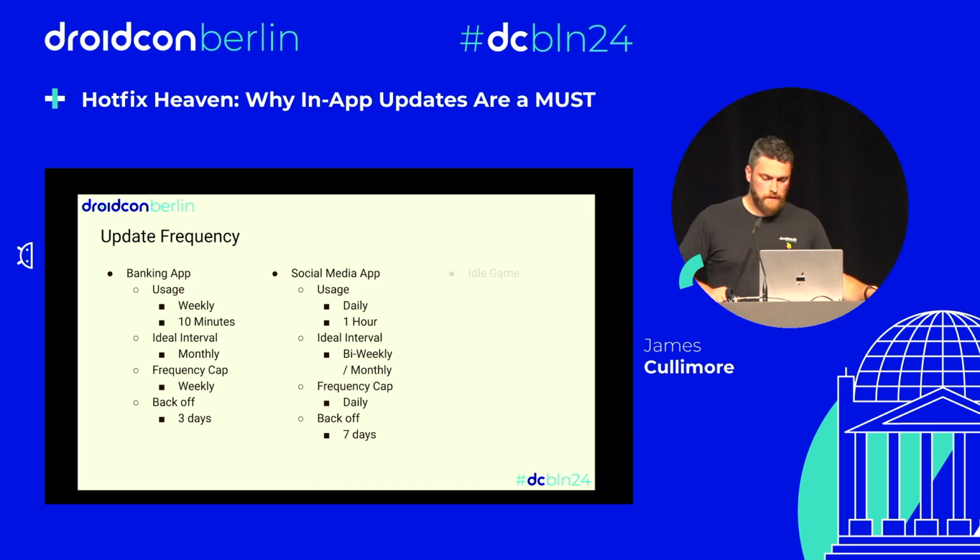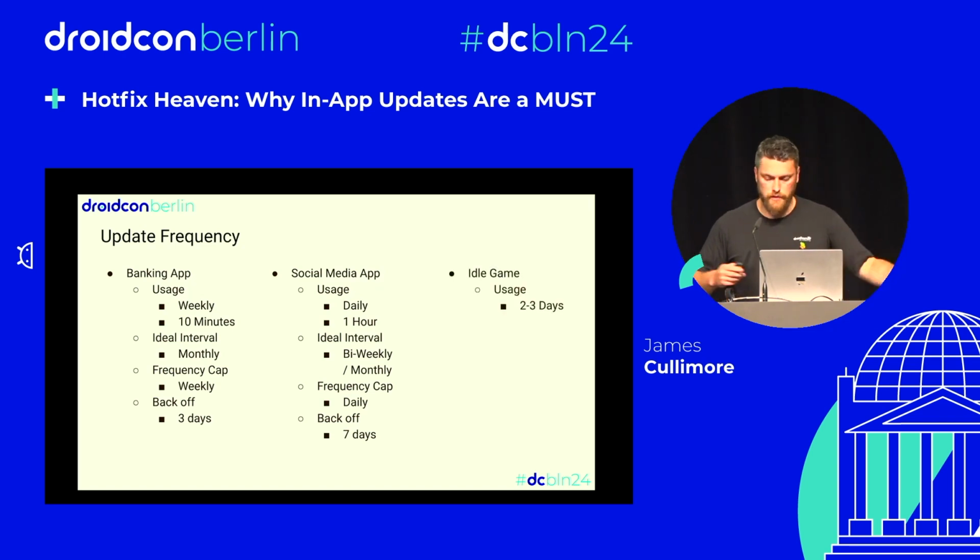And the last example will be an idle game, which is used every 2-3 days, maybe about 2 hours. So the ideal interval here would be weekly or bi-weekly. The reason for this is your updates are probably going to be filled with content for the users. So this is to prevent them from getting too bored.